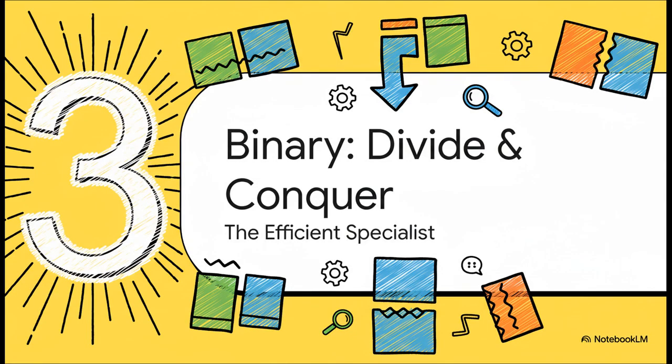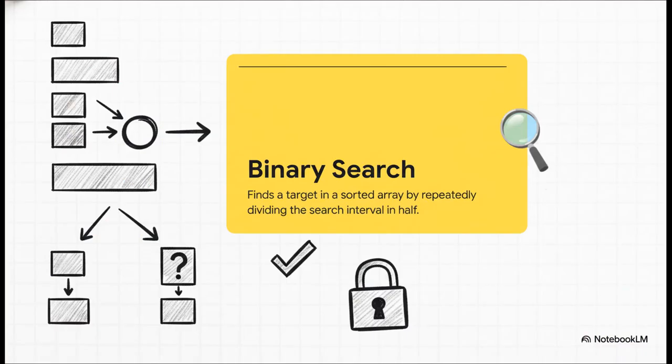That need for speed brings us to our second contender. This one is the specialist. It doesn't work harder, it works smarter. Its entire philosophy is divide and conquer. This is binary search. So unlike the one-by-one plodding of linear search, binary search makes these huge leaps. It jumps straight to the middle of the list. And with just that one single check, it can eliminate half of all the possibilities.